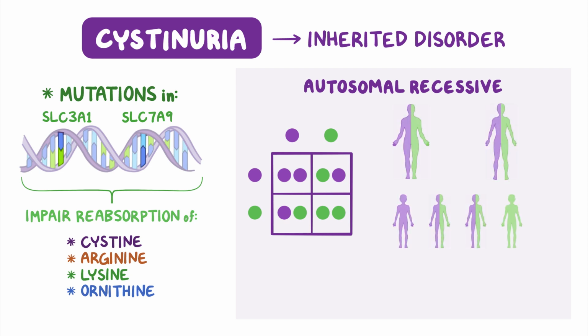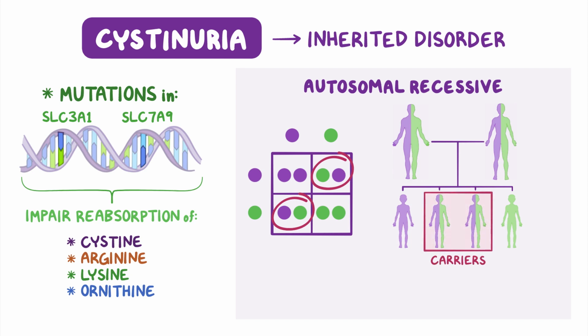If an individual inherits one mutated and one normal copy, they are considered carriers for the disorder. Carriers usually have minimal to no signs and symptoms of cystinuria. A few people seem to make stones with only one abnormal SLC7A9 gene.